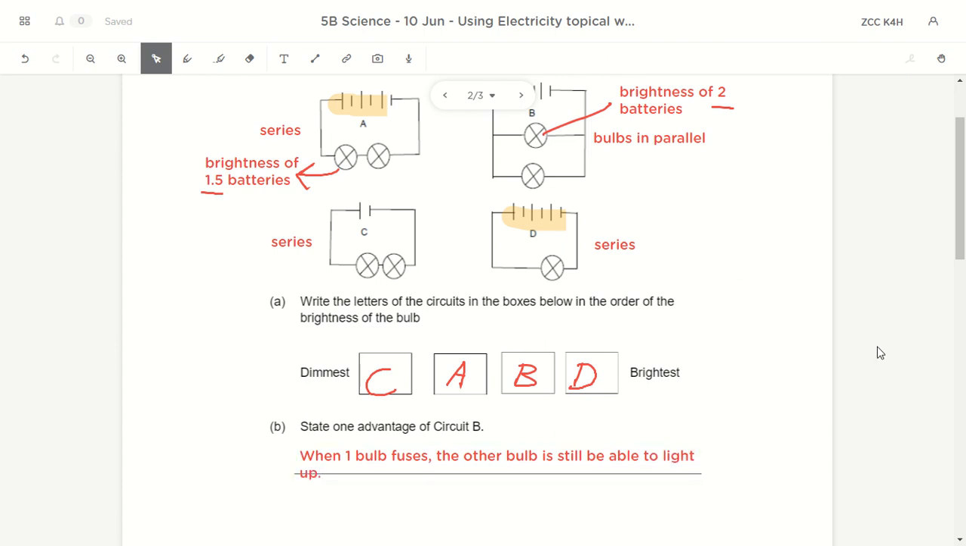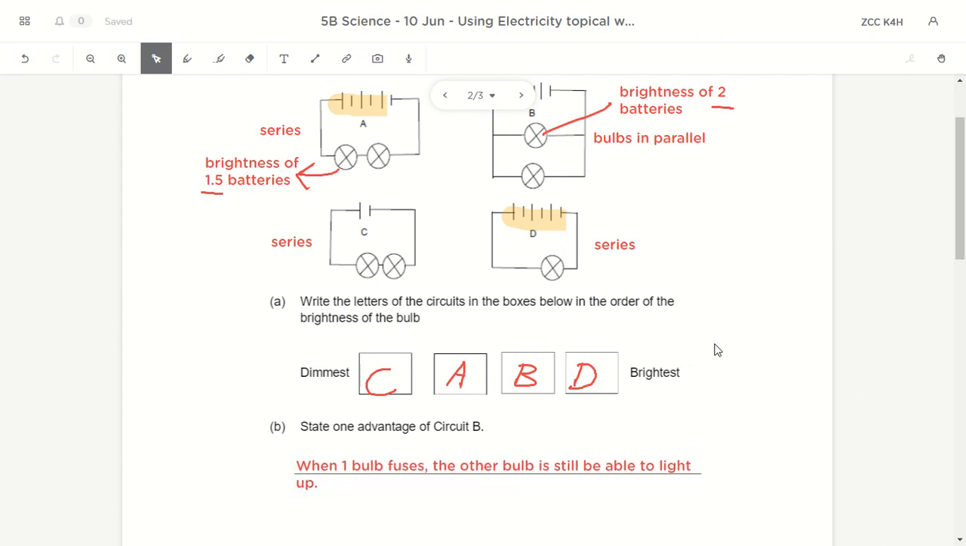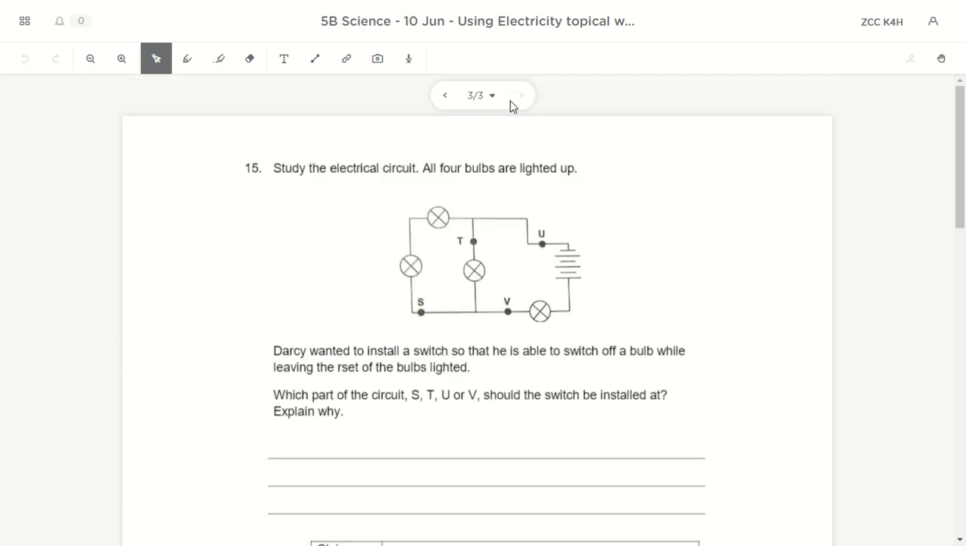Alright, so when you have a parallel circuit, this is the good thing about a parallel circuit: when one bulb fuses, either one, the other one can still light up, because it's still a closed circuit. Or at least a closed circuit is still formed even if one bulb fuses. Okay, so let's go on to the last question.